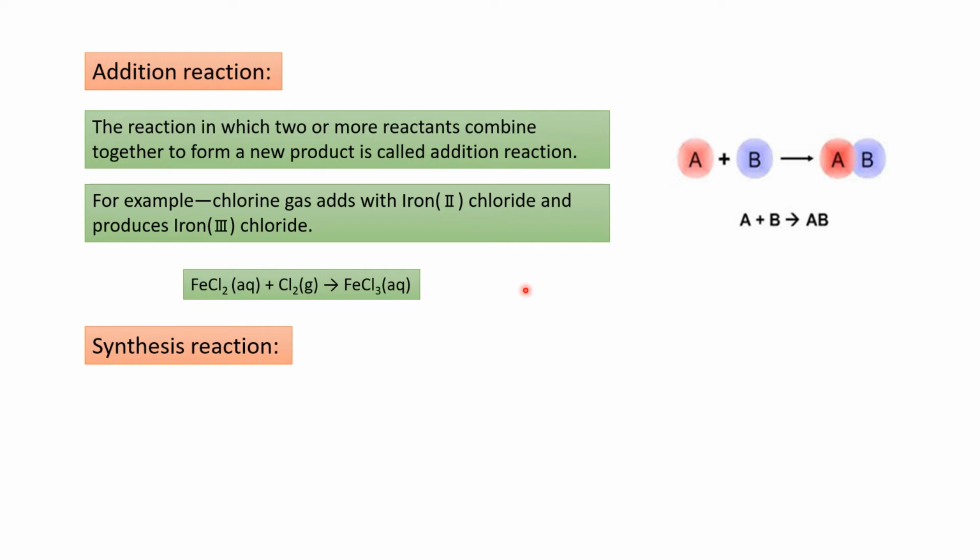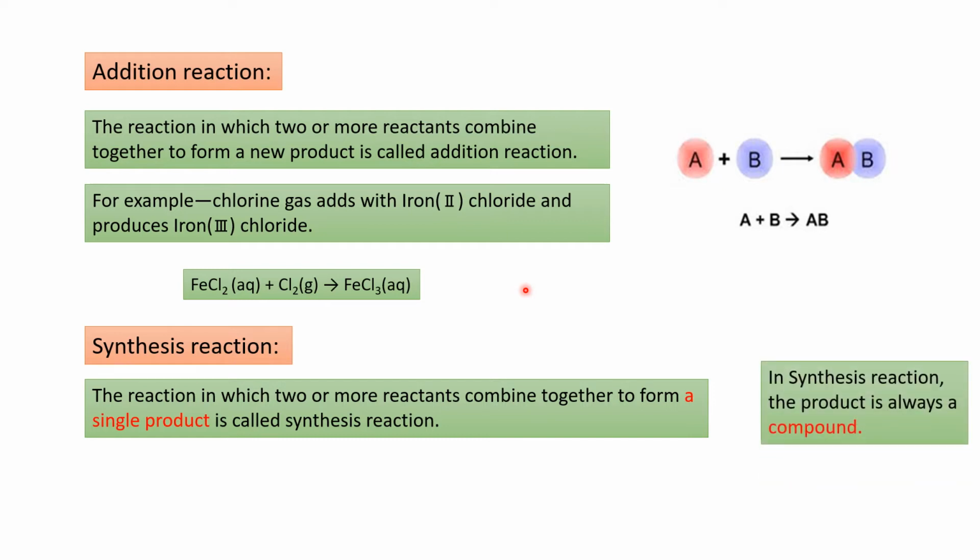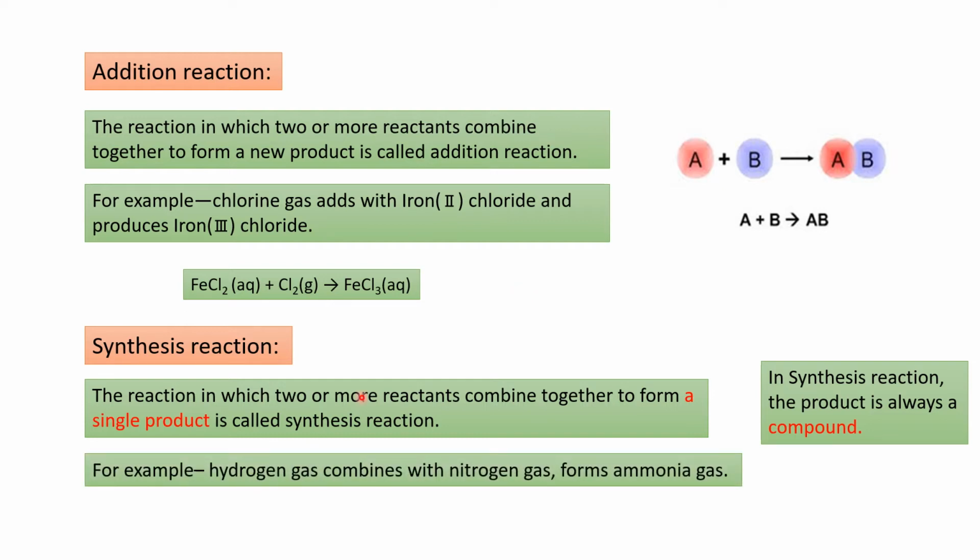Synthesis reaction: the reaction in which two or more reactants combine together to form a single product is called a synthesis reaction. So a synthesis reaction produces a single product and the product is always a compound. For example, hydrogen gas combines with nitrogen gas to form ammonia gas.